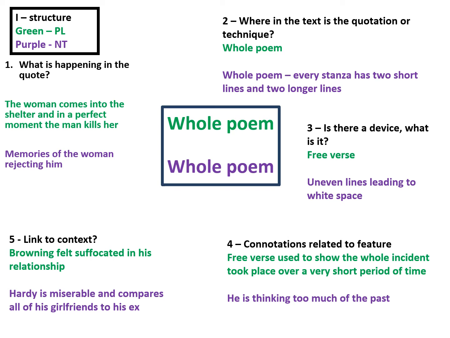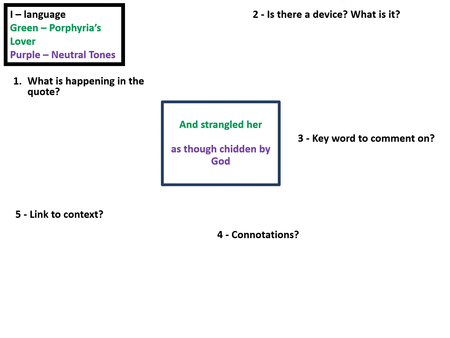Now that we have planned our structured paragraph, I'm going to plan my first language paragraph with you. I'm only going to do one of them, not both today. So I start off by writing my two quotations in the middle box. For Porphyria's Lover, I've chosen the quotation "and strangled her." And from Neutral Tones, I've chosen the quotation "as though chidden by God." Pause this recording now to write your two quotations in the middle of the box.